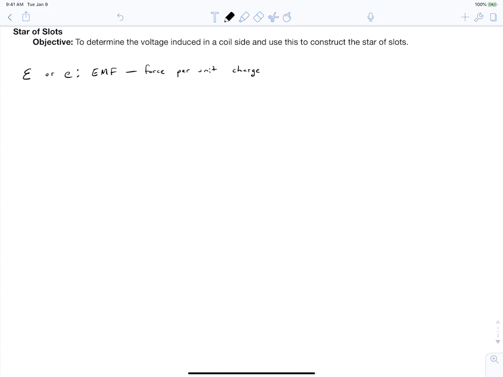EMF is defined as the force per unit charge. That's a fundamental definition for voltage, or EMF. And if you recall, back when we introduced Maxwell's equations, we talked about the Lorentz force law as having the following form. This equation gives us the force that acts on a differential charge, dq, in terms of the electric field and the velocity of the charge crossed with the magnetic field. And we'll be ignoring the electric field. We're going to assume it's zero. That's the same as neglecting resistive voltage drop.